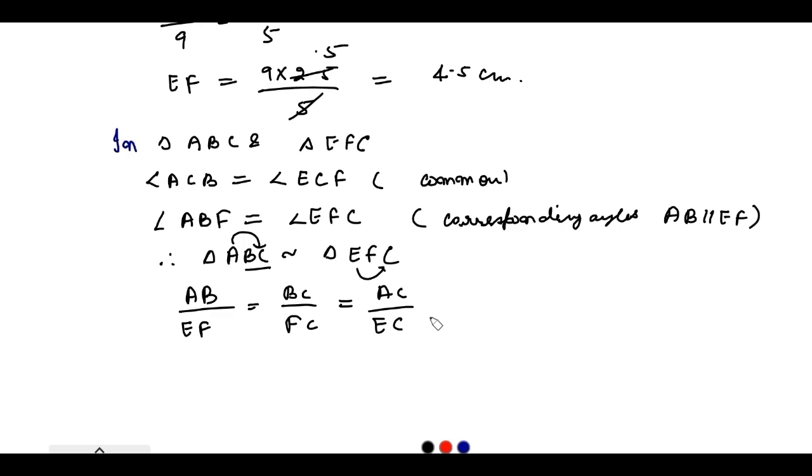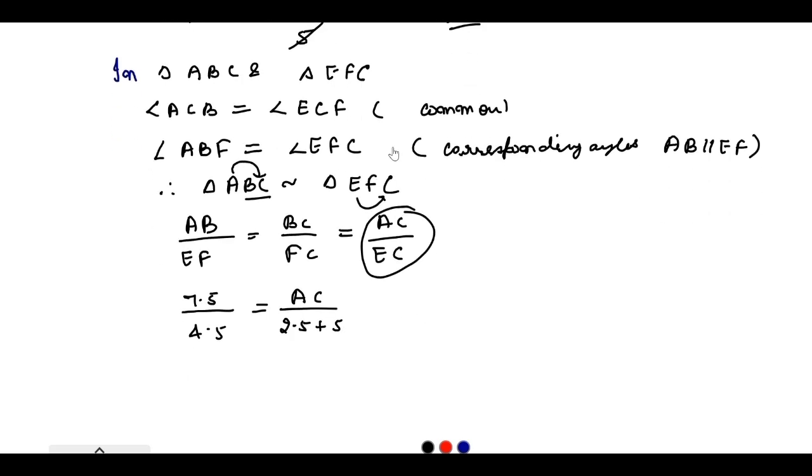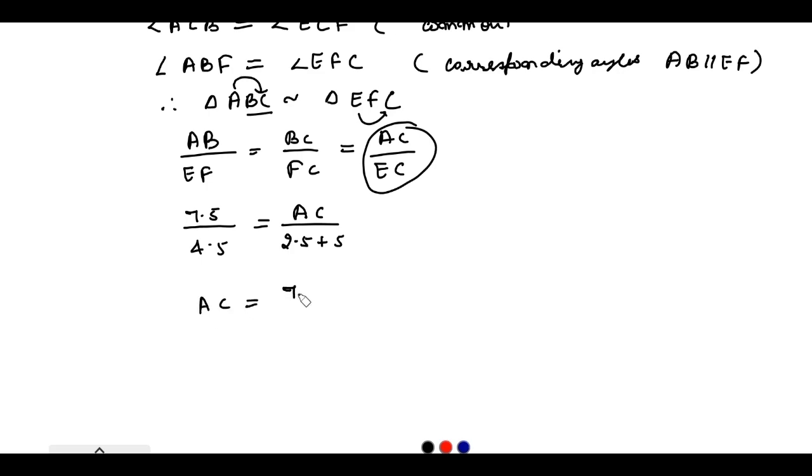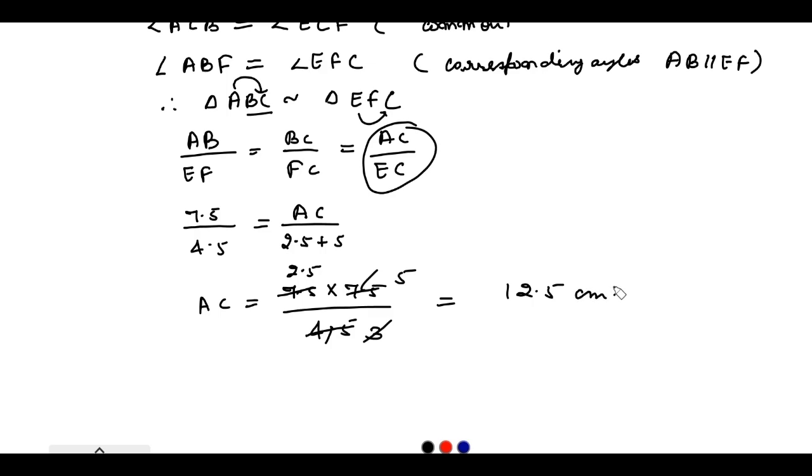Now put the given values. AB is 7.5, EF we have found out, that is 4.5. Now we are considering these two terms. AC we have to find, and EC is equal to EG plus CG, means 2.5 plus 5. Now AC is equal to 12.5 centimeter.